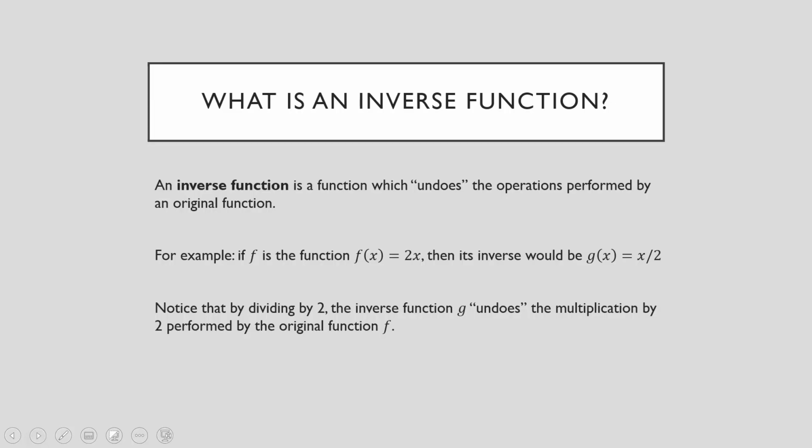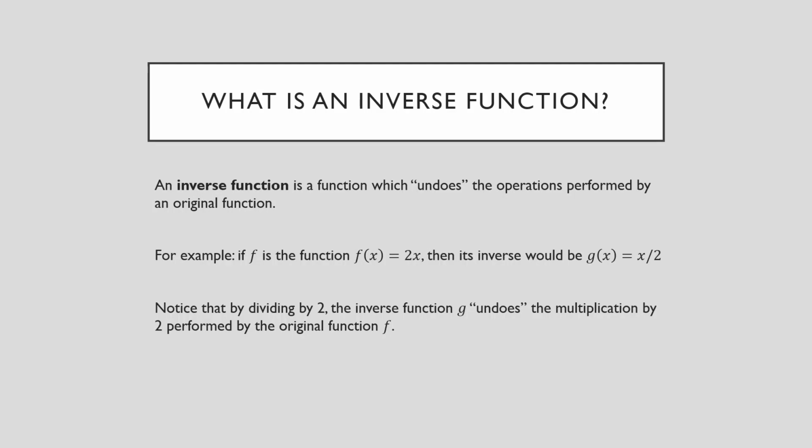So an inverse function is a function which undoes the operations performed by some original function. Okay, and that's typically the definition of inverse that you'll see throughout the rest of your time doing maths. An inverse of something is just something that you do to undo something else. So the inverse of addition would be subtraction. The inverse of multiplication would be division. The inverse of a square would be a square root. Okay, so an inverse is just something that undoes something else.